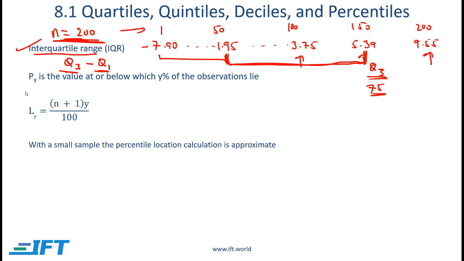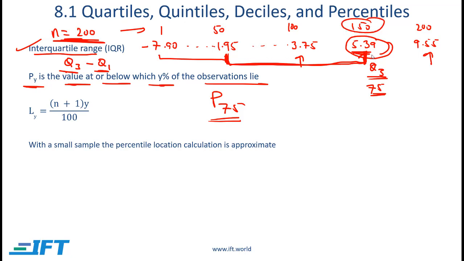In terms of more terminology, PY is the value at or below which Y% of the observations lie. So if, for example, we say P75, this means that we are talking about the value at or below which 75% of the observations lie. So in our example, that would be 5.93 because this is at the 75th percentile. This is point number 150. So we can say that 5.39 is the value at or below which 75% of the data lies.